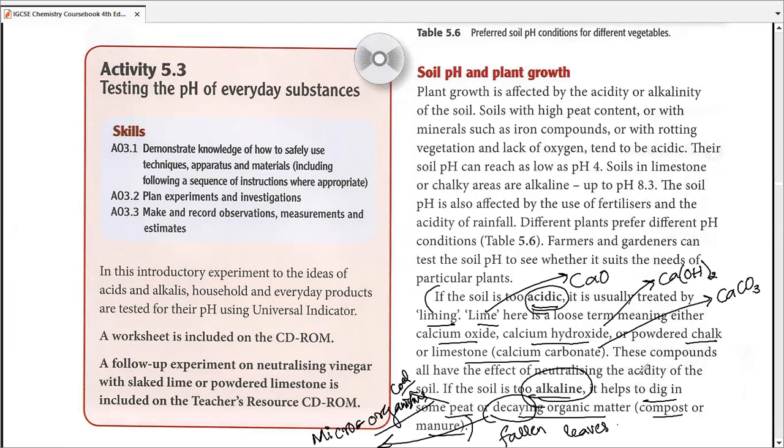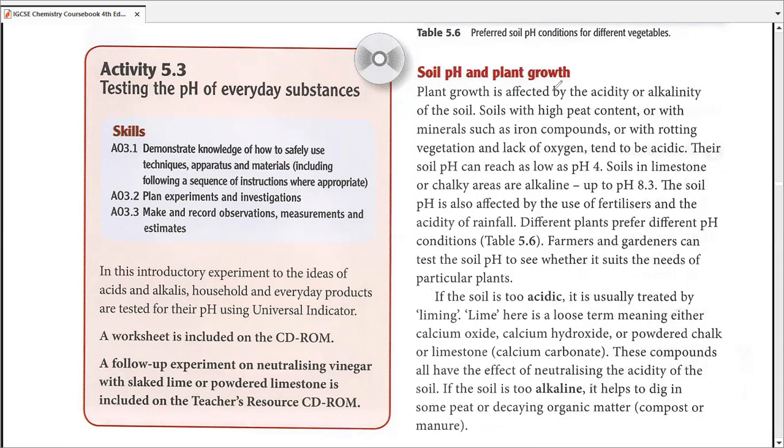So it's an indirect way. It takes a couple of days for the fallen leaves or the coal or manure or compost to be converted into acid by the decaying action of microorganisms. But yes, we can work our way out and neutralize the alkaline effects. So this last paragraph is important. Moving on.